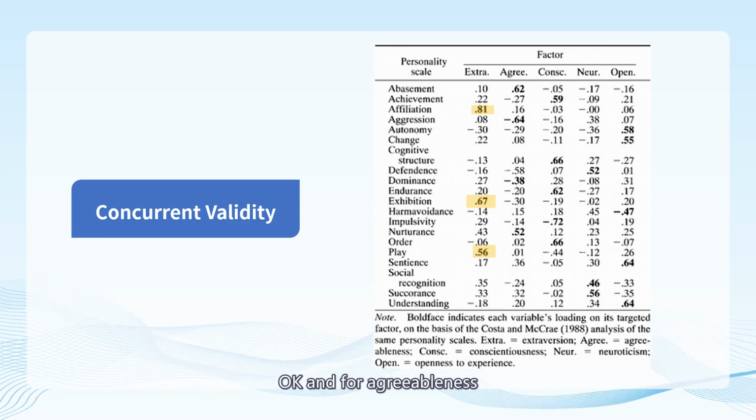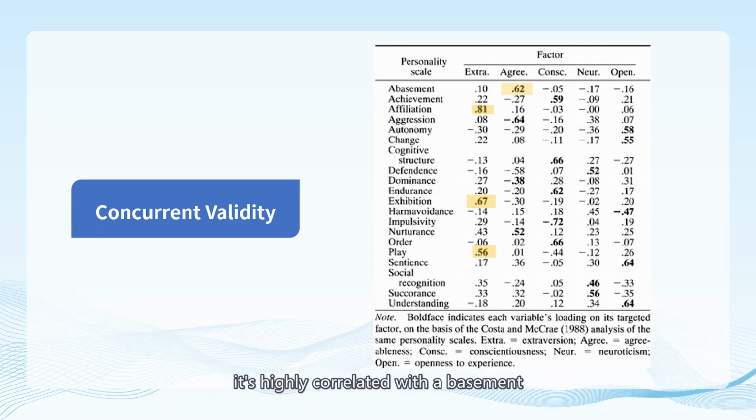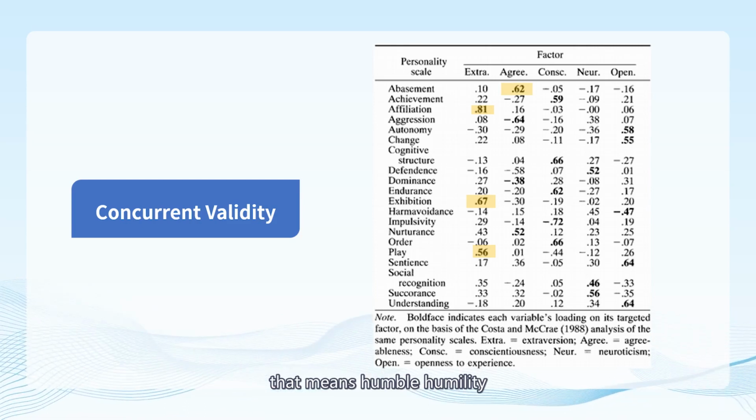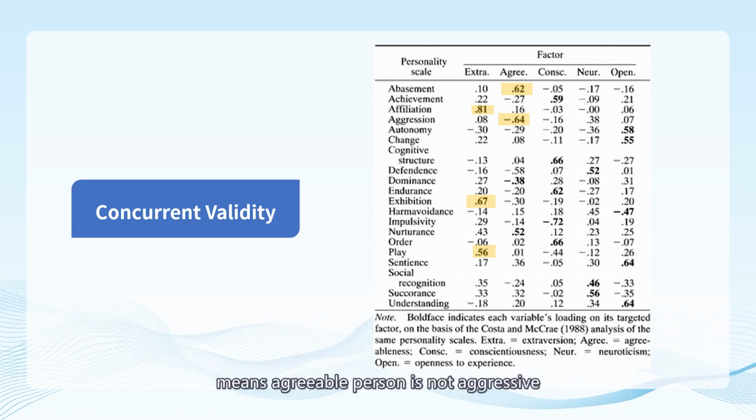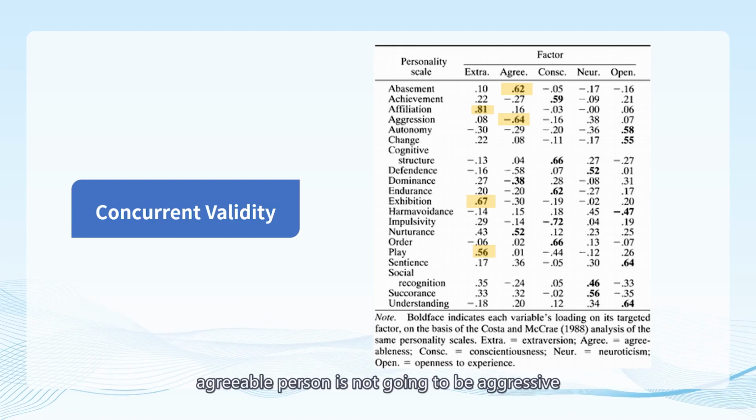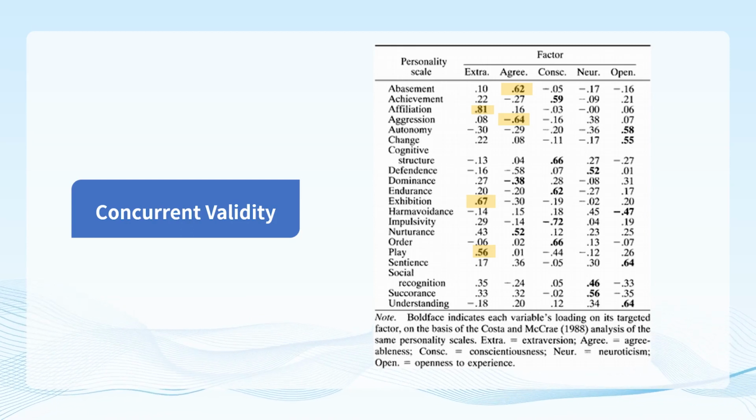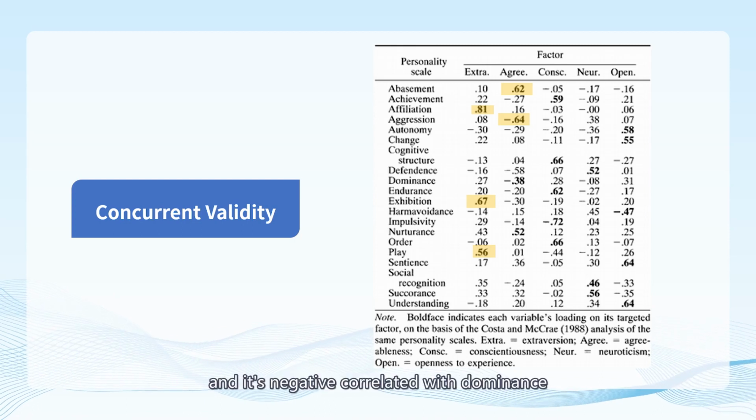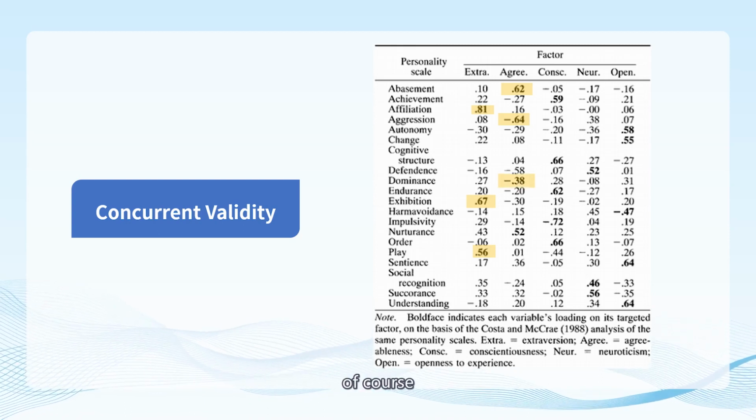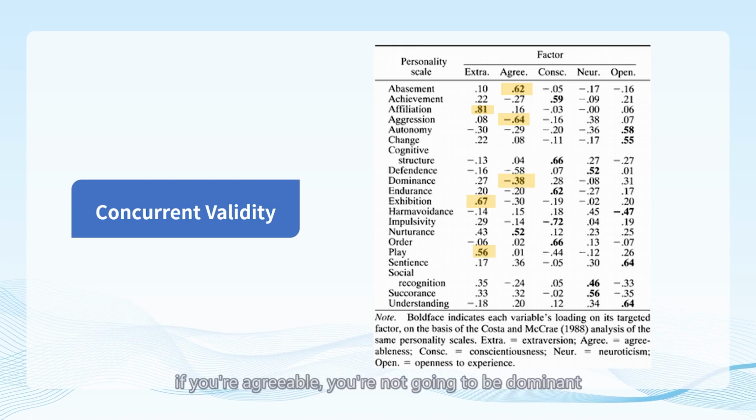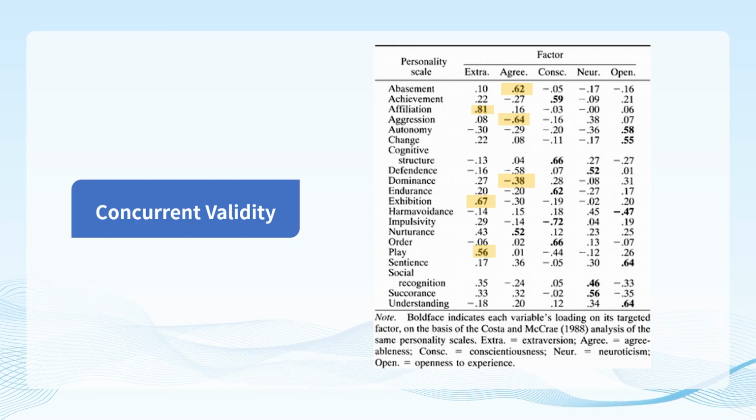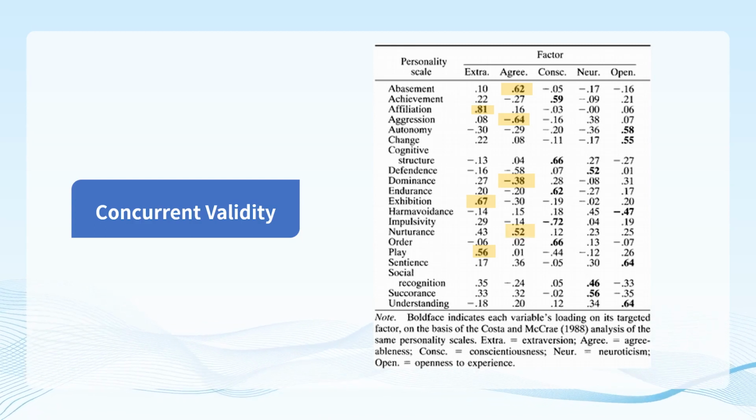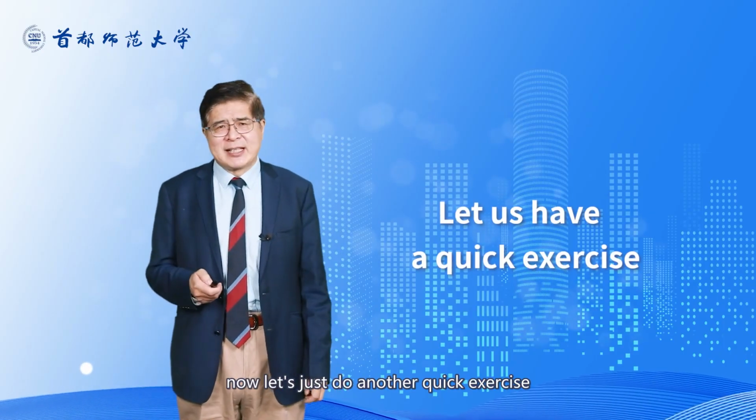For agreeableness, it is highly correlated with abasement, that means humility, and it's negatively correlated with aggression. That means an agreeable person is not going to be aggressive. That's for sure. And it's negatively correlated with dominance. Of course, if you're agreeable, you're not going to be dominant. And agreeableness is highly correlated with nurturance.